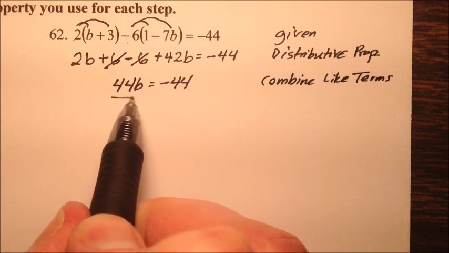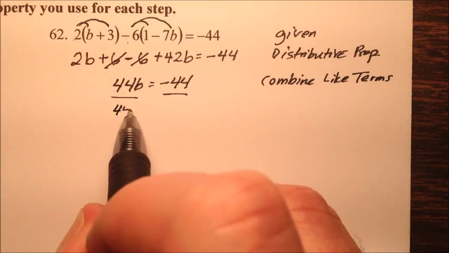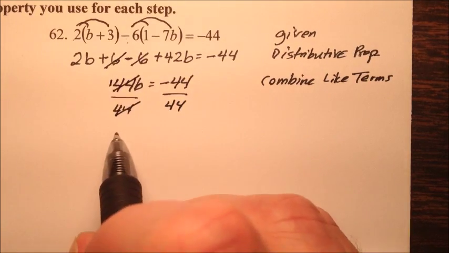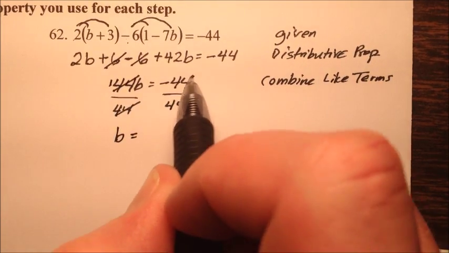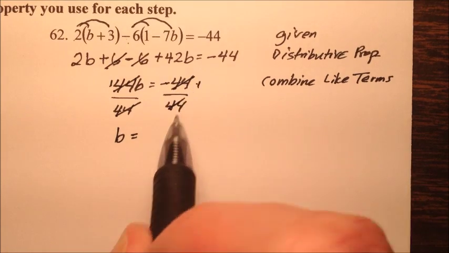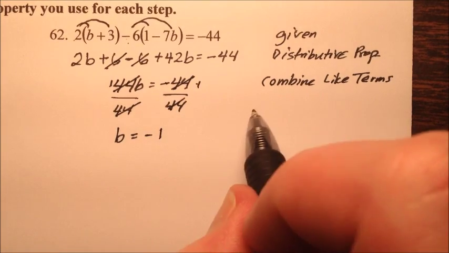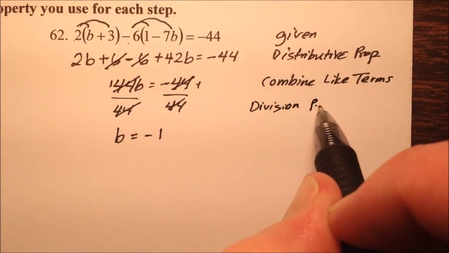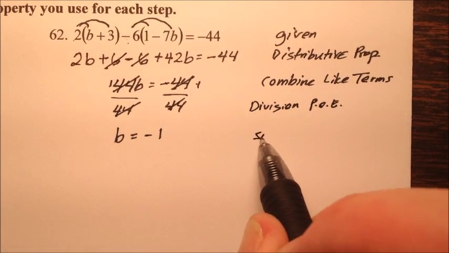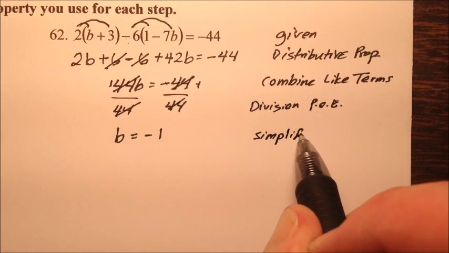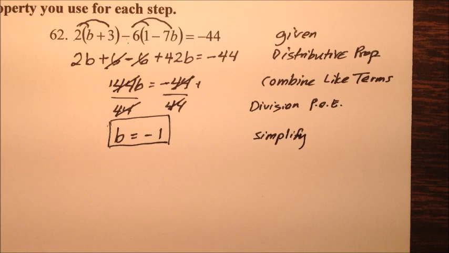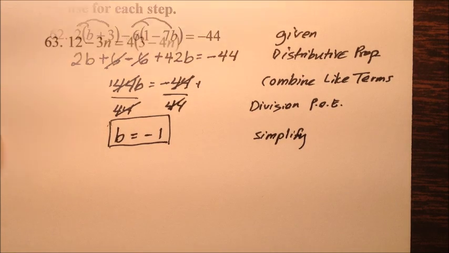I have the b almost by itself. I'm going to divide both sides by 44. Those cancel over here to give me 1b, so a single b. And these cancel here to give me a -1. So I use the division property of equality, and then simplify. And then b equals -1 is my solution for that one. So number 62, b equals -1.